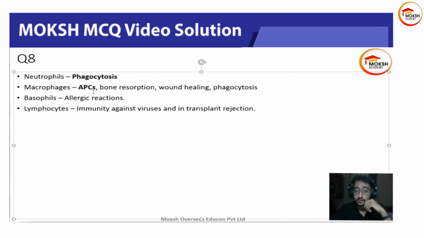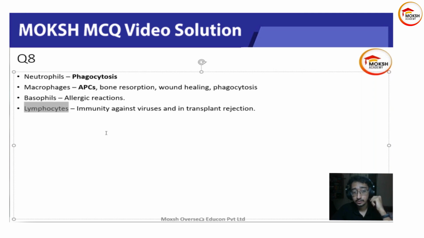Okay, so macrophages, besides being the major antigen presenting cells, they are also responsible for bone resorption, right? Wound healing, and phagocytosis. Basophils are the ones that take part in allergic reactions, right? Eosinophils are the ones that take part in infections with parasites, right?